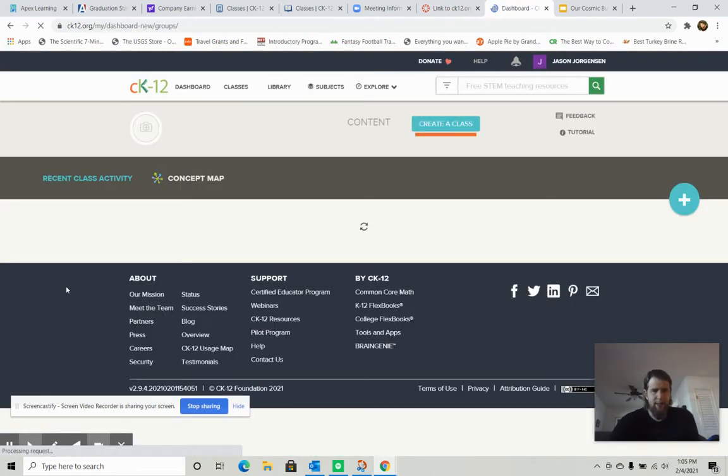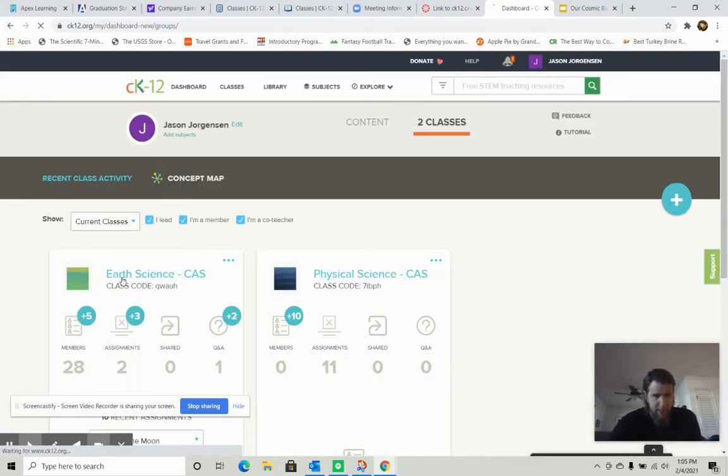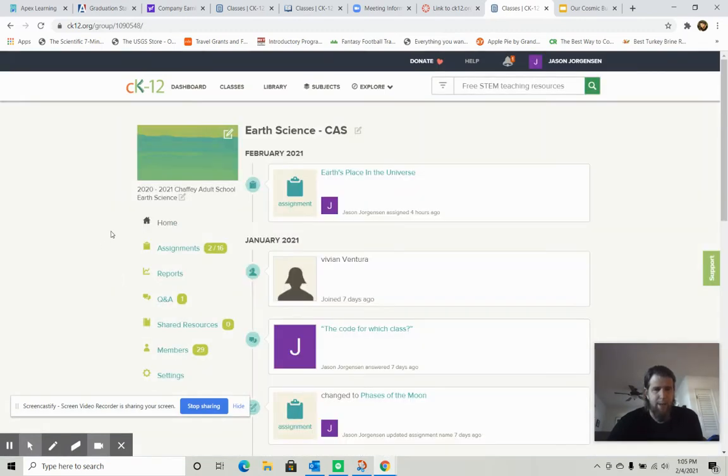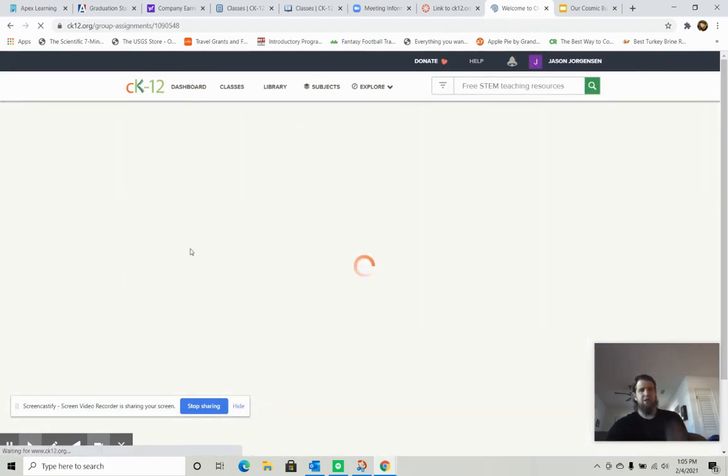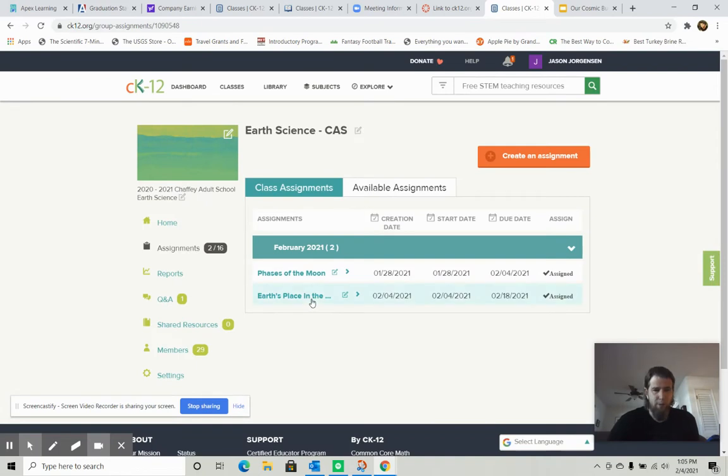So we'll look at our next assignment in here. If I go to assignments, you see you have a new one right there ready to go for you. Last week we did phases of the moon. This week we're doing Earth's place in the universe. And so it's being assigned today.